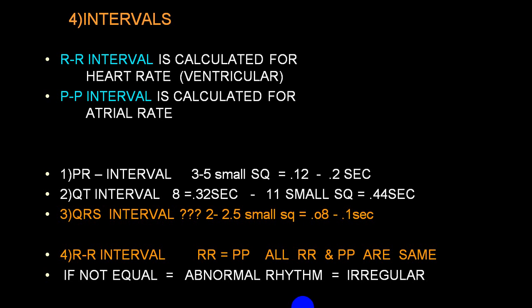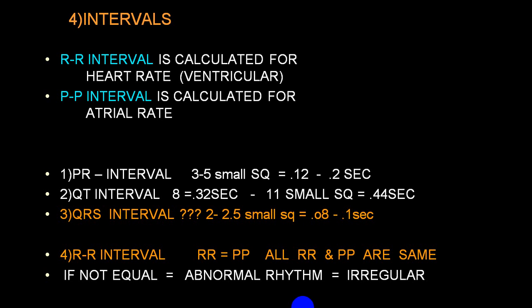Normally we use intervals for calculating the heart rate, that is the RR interval and PP interval, which we have already discussed in a previous ECG video lecture on rate. Now in this lecture we will be discussing the PR interval, QT interval and QRS interval, but QRS we will discuss more in the lecture on the QRS segment. RR interval is mainly utilized for calculating ventricular heart rate and PP interval is mainly utilized for calculating atrial rate.